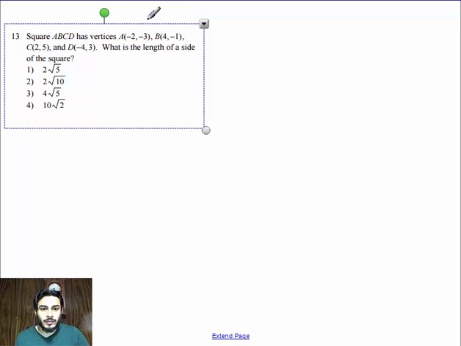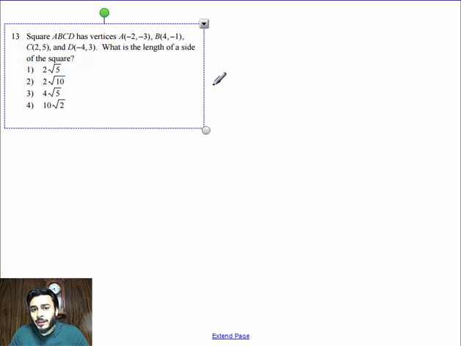Number 13 says square ABCD has vertices A, B, C, and D. What is the length of a side of the square? So to answer this question, we will have to use the distance formula. So we're going to have to find the distance of one of the sides of the square. Of course, all the sides are equal in a square, so just finding the length of one side is enough.